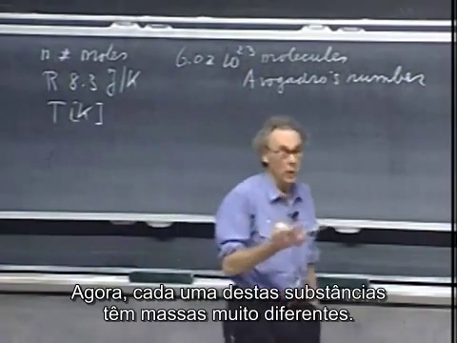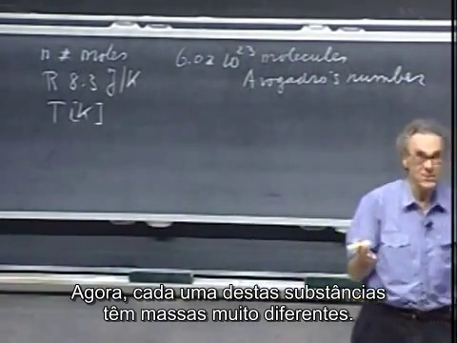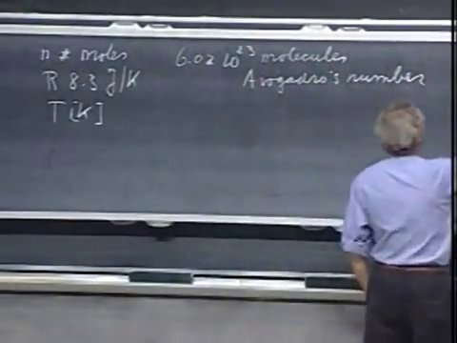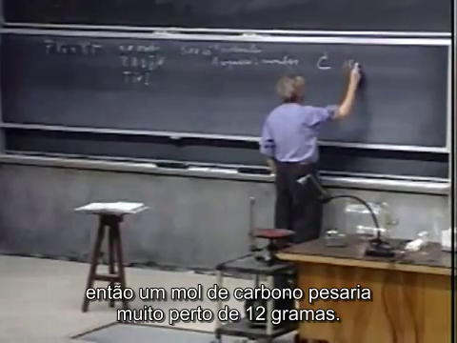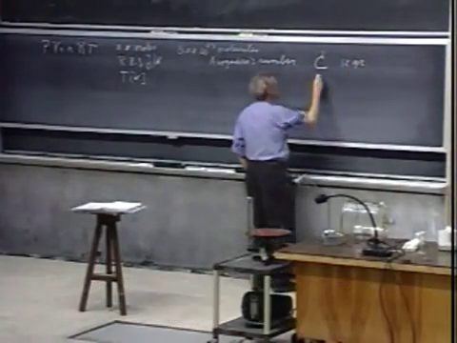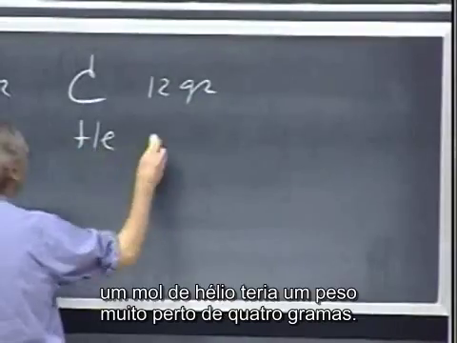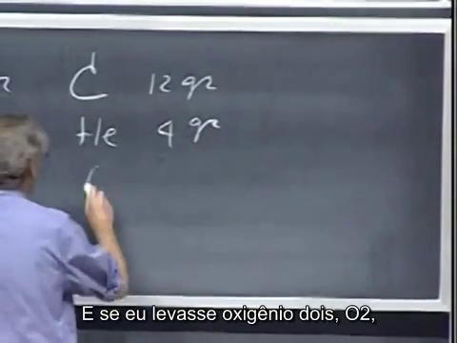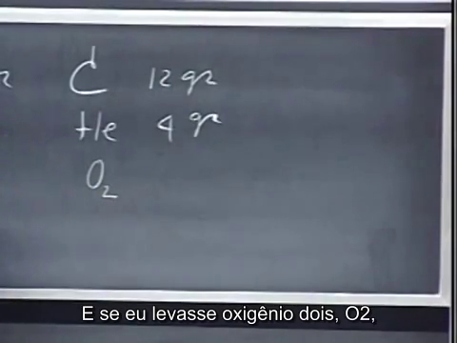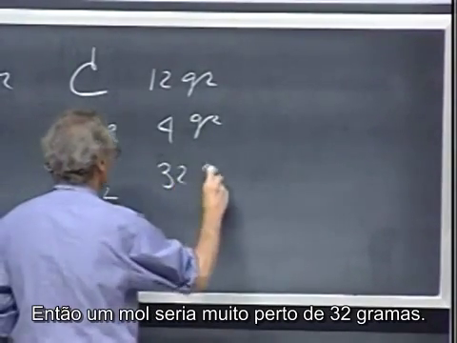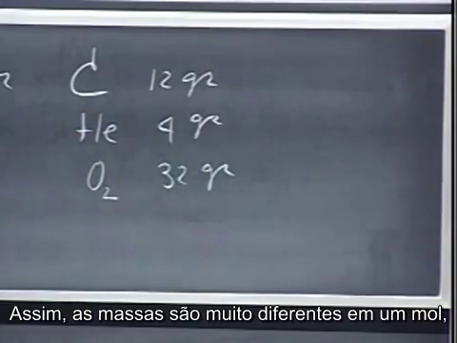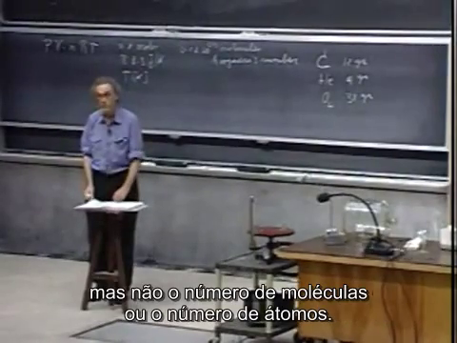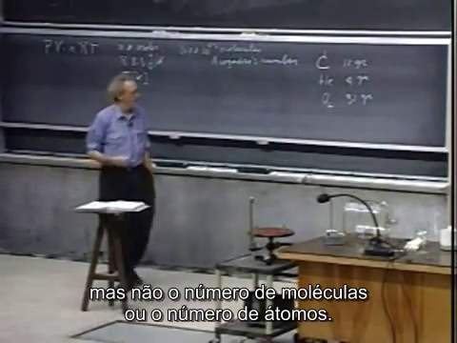Now, each of these substances have very different masses. If I take, for instance, carbon, then one mole of carbon would weigh very close to 12 grams. If I take helium, one mole of helium would weigh very close to 4 grams. And if I took oxygen, O2, then one mole would be very close to 32 grams. So the masses are very different in a mole, but not the number of molecules or the number of atoms.